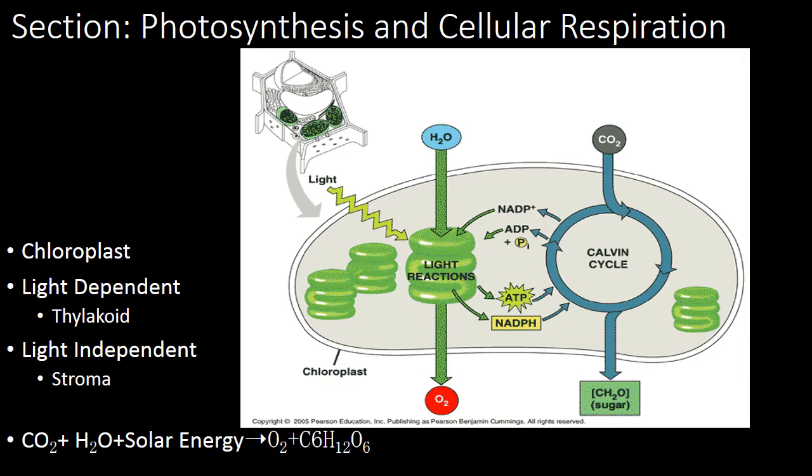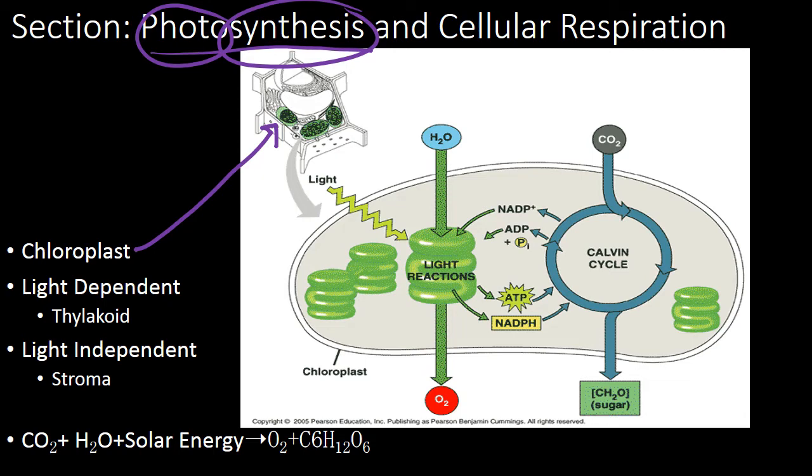The first picture that we see right here is going to be for photosynthesis. Remember, photo means light, synthesis means to build or to create. This process happens in eukaryotic cells. Why eukaryotic? Because it's occurring inside of an organelle. The organelle is called the chloroplast. So in this picture, it's those little small green ones. That is the chloroplast that you see.